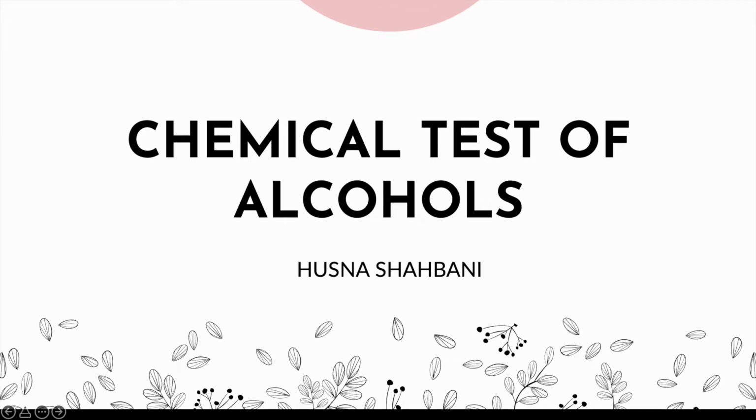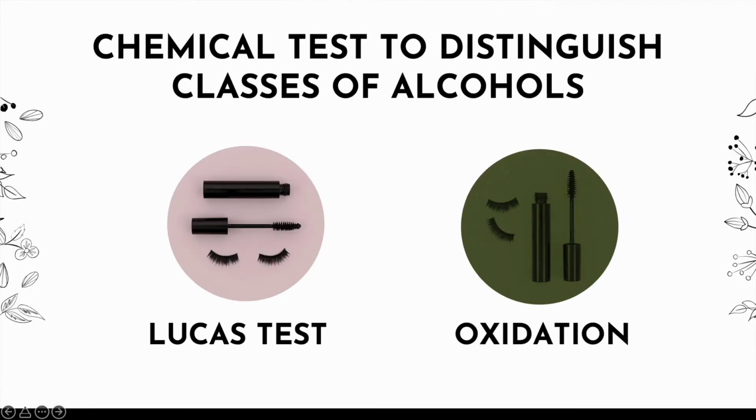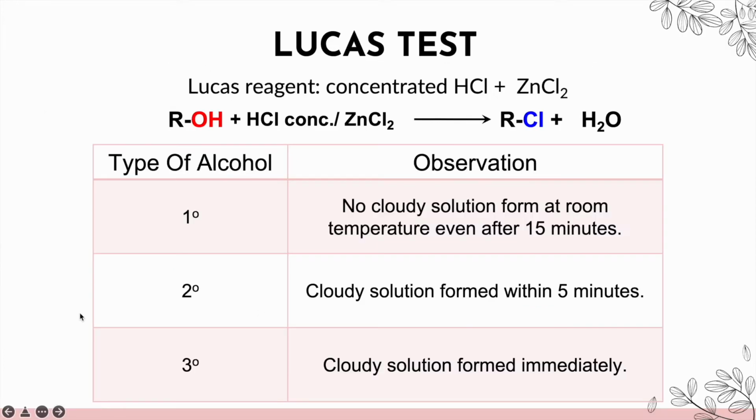Chemical tests of alcohols. There are two tests that can be done to distinguish the classes of alcohol. Other than oxidation, which we did in the previous lesson, we have the Lucas test. The Lucas test uses Lucas reagent.